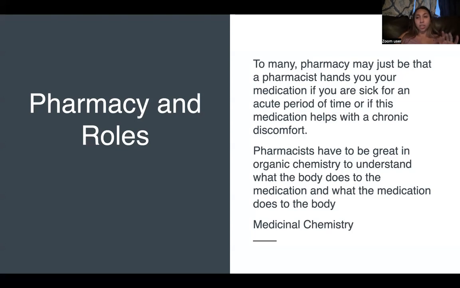need to have a great understanding of what organic chemistry does and how medication affects the body and how the body is affected by the medication. So it goes both ways. It's actually known as pharmacokinetics and pharmacodynamics, and that's again just reiterating what I just said: what the body does to the drug and what the drug does to the body. So I thought that was pretty interesting.